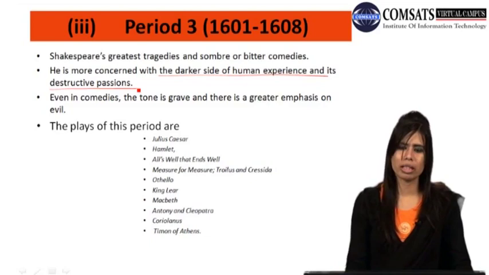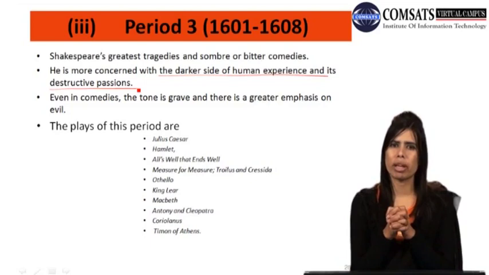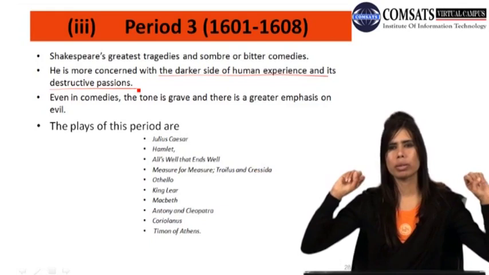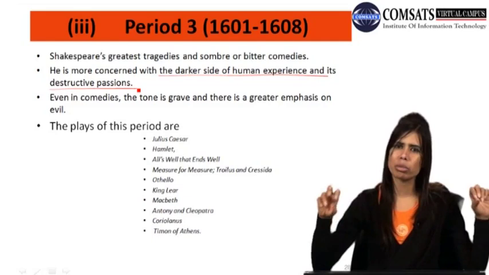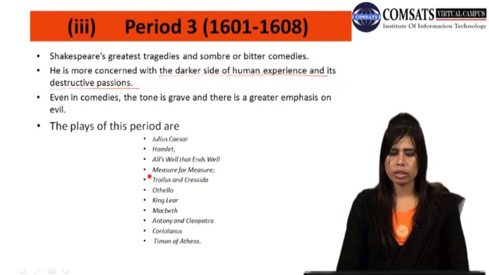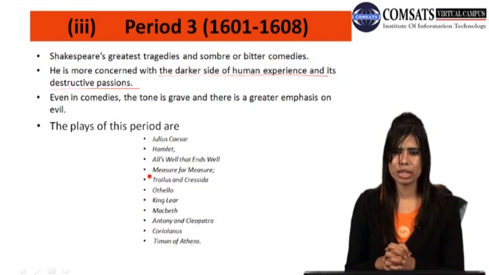So basically, his tragedies are based on evil, and those are based upon Aristotle's tragedies as well. That was the case with the tragedies written by William Shakespeare. When we talk about his comedies, the great emphasis was still on evil. The plays of the period are Julius Caesar, Hamlet, All's Well That Ends Well, Measure for Measure, Troilus and Cressida, Othello, King Lear, Macbeth, Antony and Cleopatra, Coriolanus, and Timon of Athens. So these are basically his greatest tragedies and comedies.